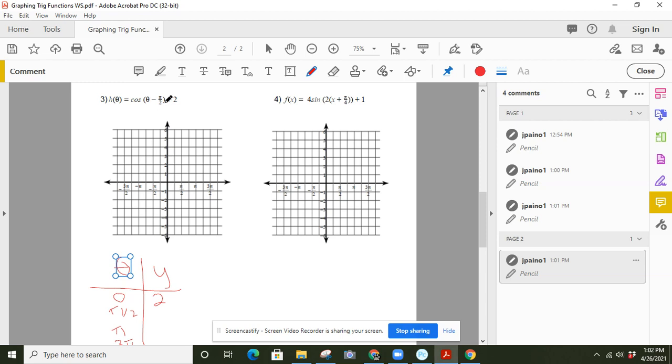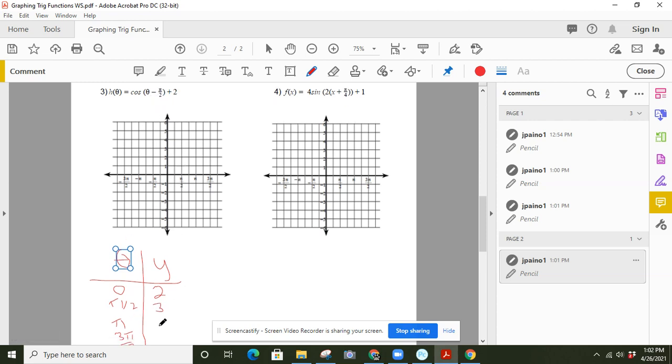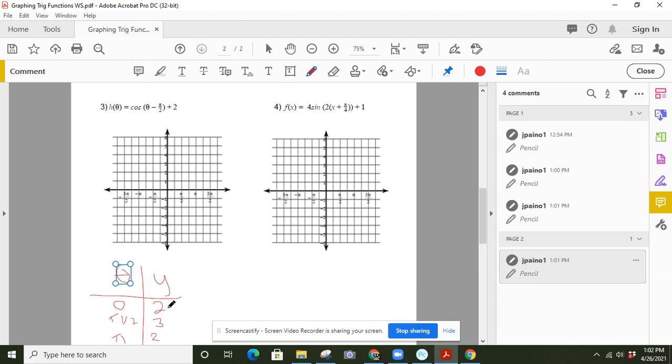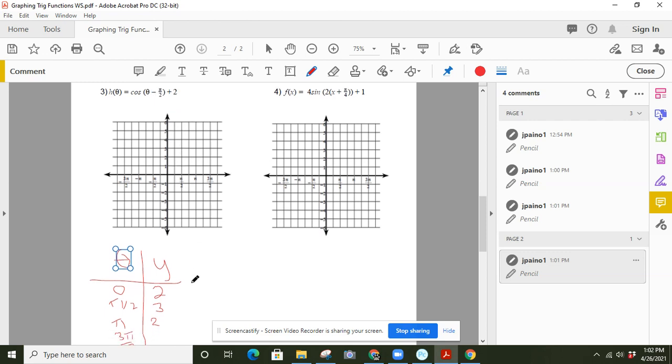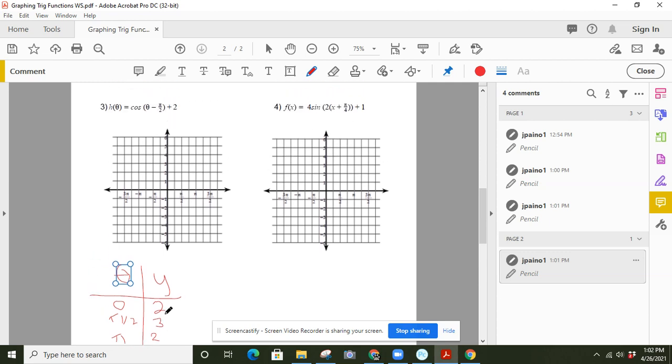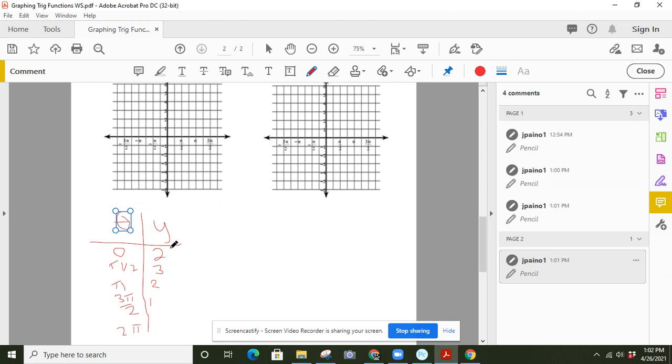Plug in pi halves, I get 0. Cosine of 0 is 1. 1 plus 2 is 3. Plug in pi, get cosine of pi halves, which is 0. 0 plus 2 is 2. Plug in 3 pi halves, get cosine of pi, which is negative 1. Negative 1 plus 2 is 1. And if I plug in 2 pi, I get cosine of 3 pi halves, which is 0. 0 plus 2 is 2.